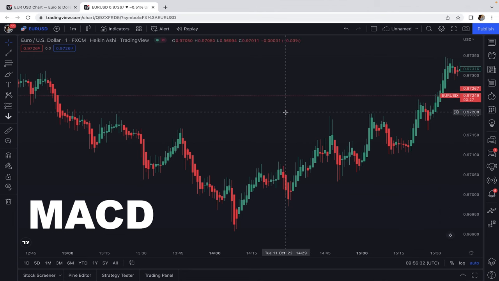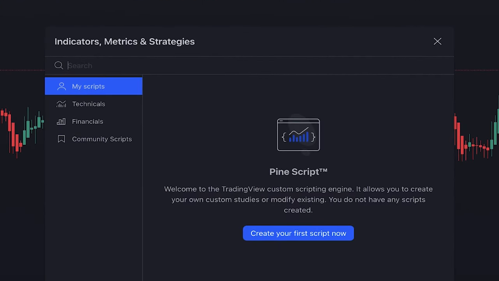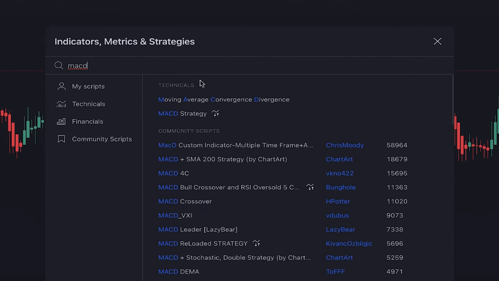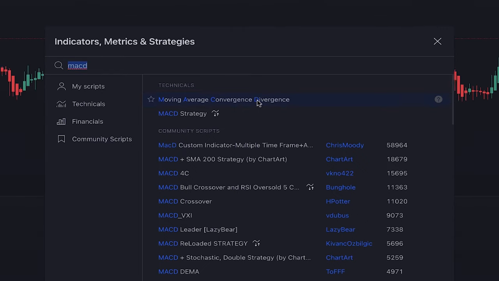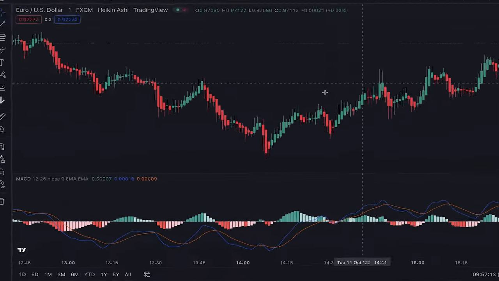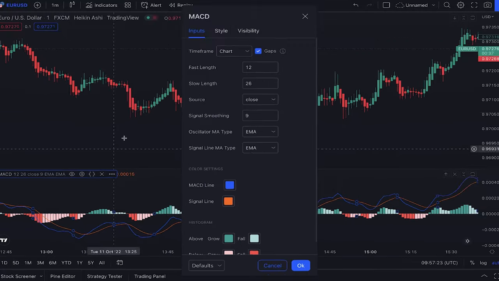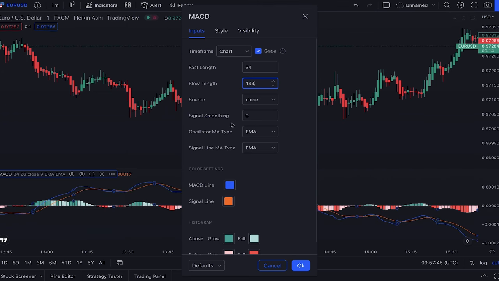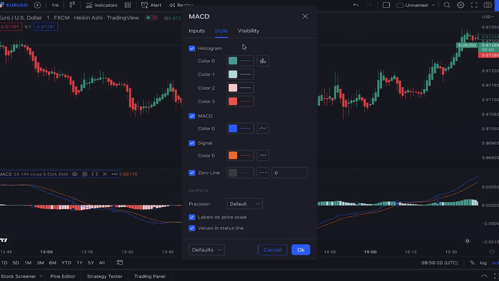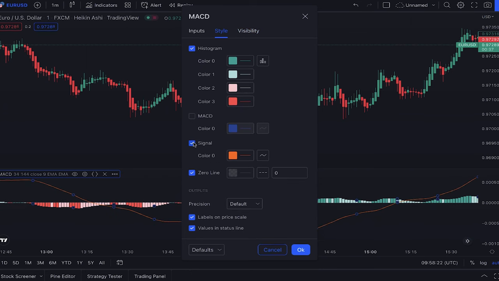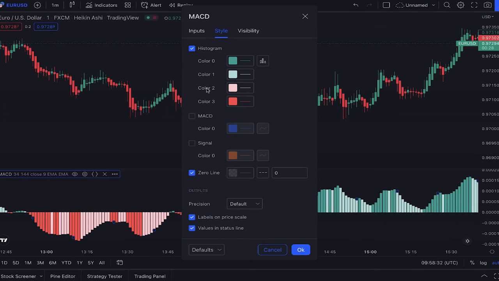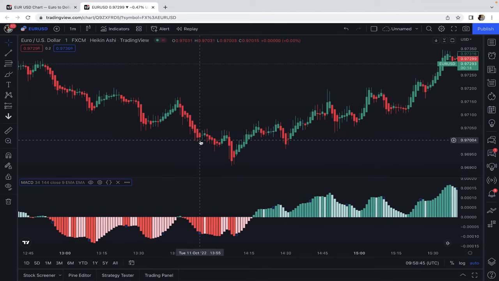On TradingView platform, here we click on indicators and we simply search MACD, moving average convergence divergence, this one. After adding it to our chart, here we go to its settings, and for the fast length we set it at 34, for slow length we set it at 144, and for the signal smoothing 9 is fine. Then we go to style tab and we uncheck MACD and signal lines, because in this method we only need the histogram. We click on OK and our MACD is ready for use in trading.